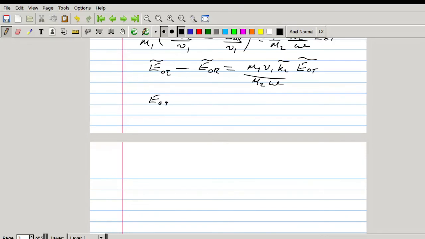So E0I minus E0R equals beta E0T. This beta is different from the beta that we already discussed. That was a real number. In this case, it is a complex number. This beta is complex.